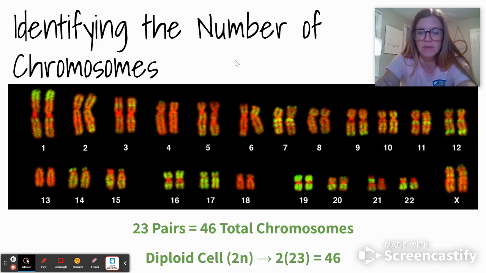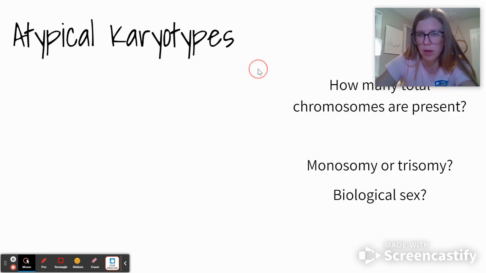So for this individual, this is a diploid cell. Diploid just means homologous chromosomes are present. These are in our somatic cells, those are our body cells. So there are 46 chromosomes present in this diploid. If it was haploid, we'd cut that in half, and that's where that 23 would come in.